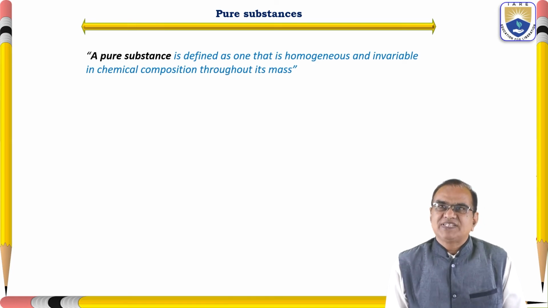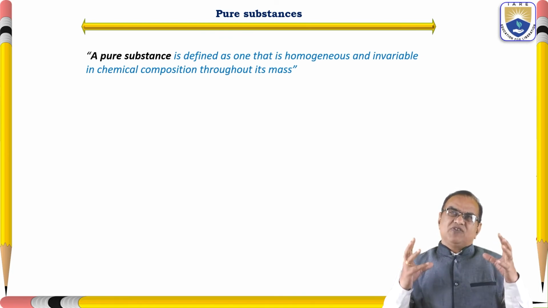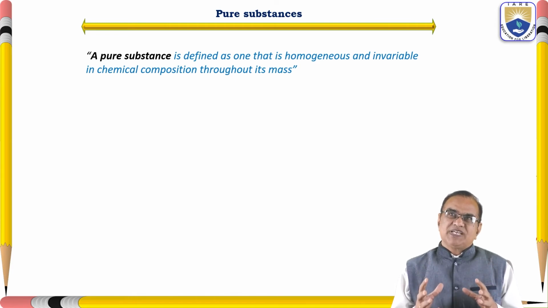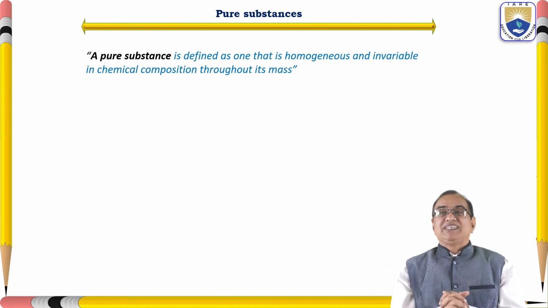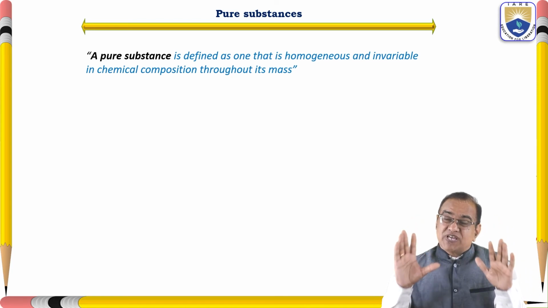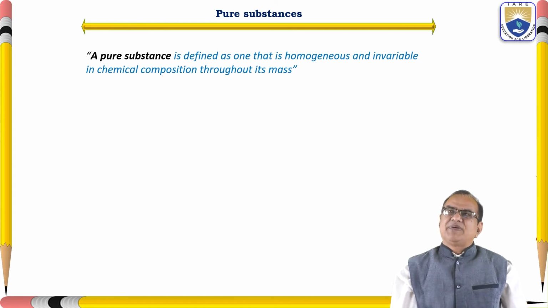Now I will discuss pure substances. I will take a separate lecture on this, but I will give a little brief here. A pure substance is defined as one that is homogeneous and invariable in chemical composition throughout its mass. So what is a pure substance? It is homogeneous, meaning everywhere it is the same type of quality, and invariable in chemical composition, meaning the chemical composition is also the same, and all the molecules are distributed in a very systematic manner.